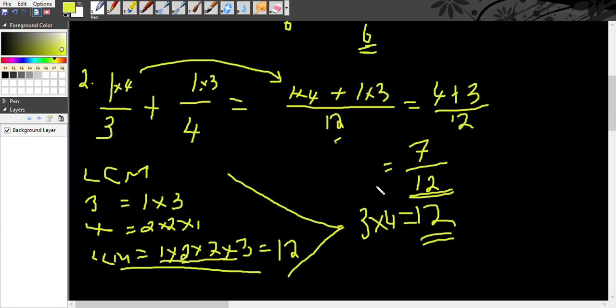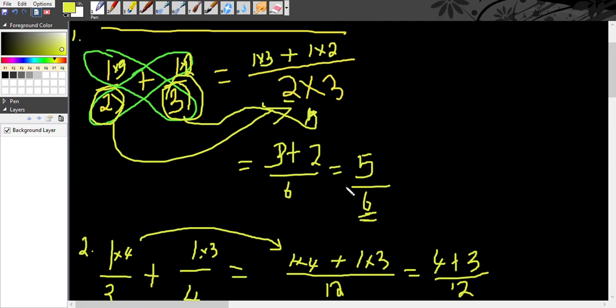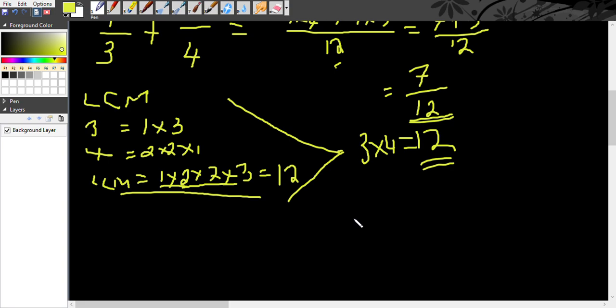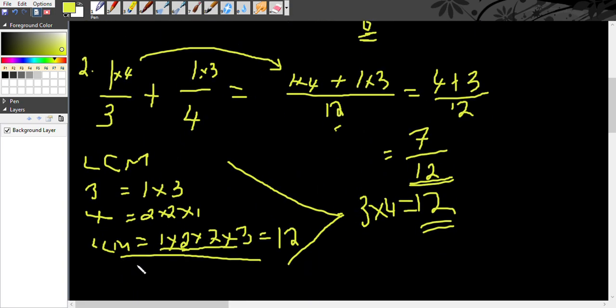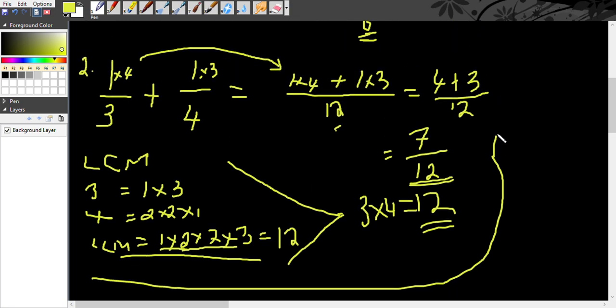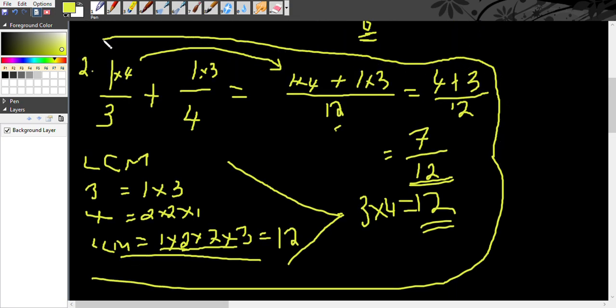If you look at 7 over 12, it is a proper fraction, and 5 over 6 is also a proper fraction. So this is actually pretty good. Nicely done. So we just do this. This was example 2.